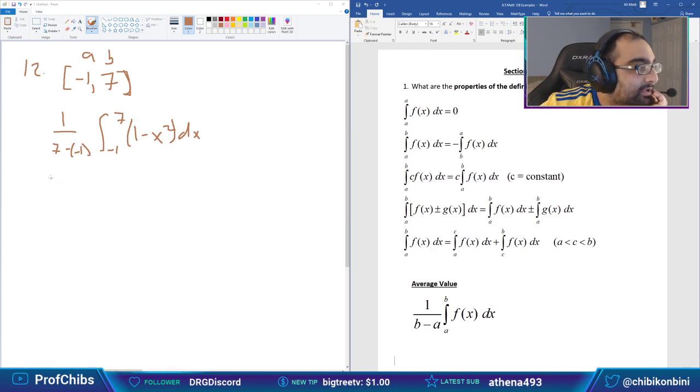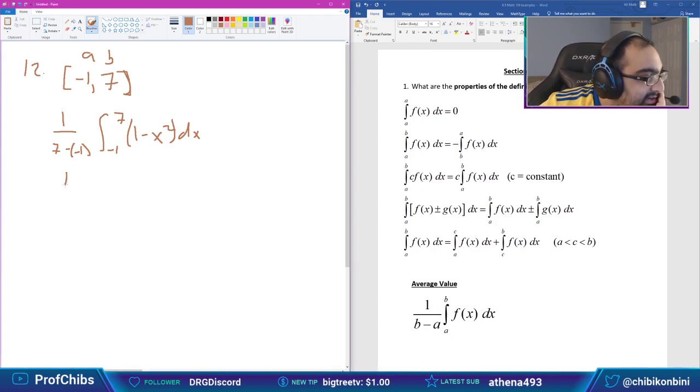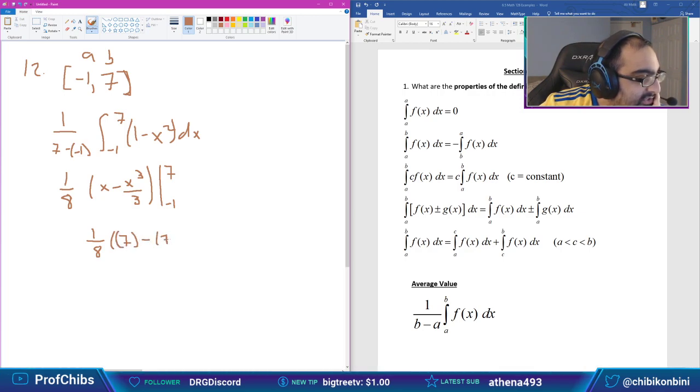All right. Let's do this here. 1 over 7 minus -1, that's going to be 1/8. The integral here of 1 minus x squared is going to be x minus x to the third over 3. We're going to evaluate that from -1 to 7. Okay, let's figure out what that is. So here we get 1/8 times 7 minus 7 to the third over 3.